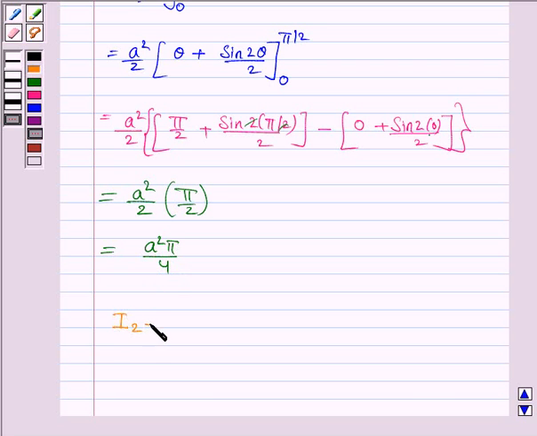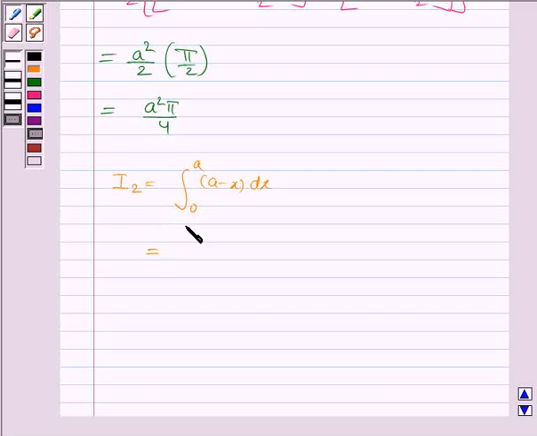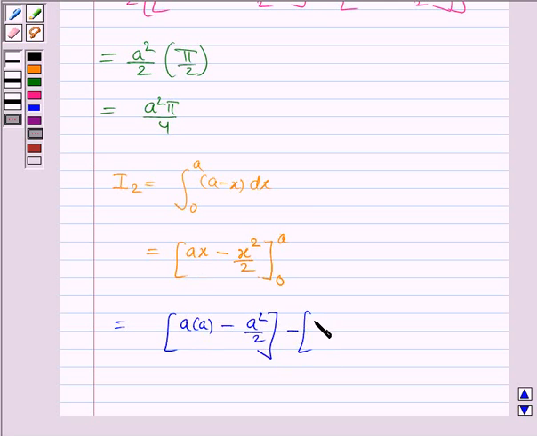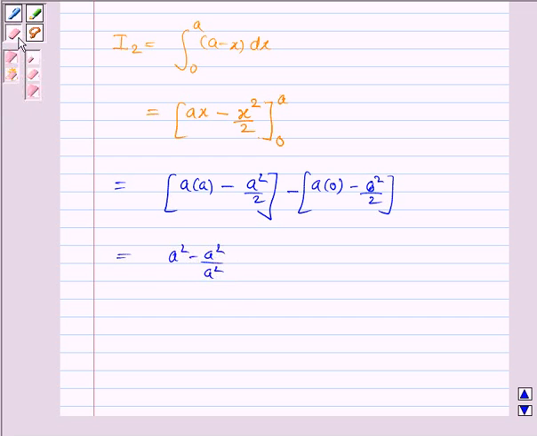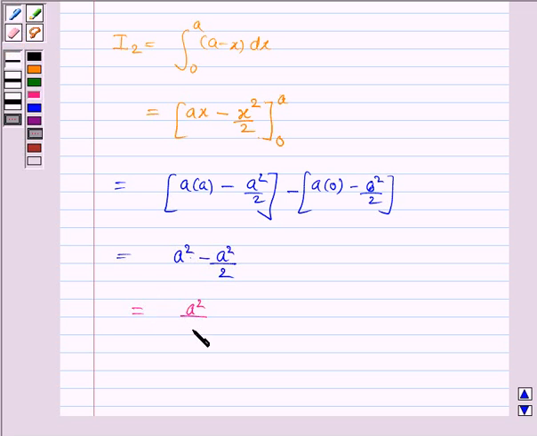Now we calculate the integral I2. It is 0 to a, a minus x dx. Now we integrate this. Integral of a with respect to x is ax minus the integral of x with respect to x is x square by 2, and here the lower limit of x is 0 and the upper limit of x is a. Now we apply the fundamental theorem. So we put x is equal to a first, so that it becomes a into a minus a square by 2 minus, now we put x is equal to 0, so this becomes a into 0 minus 0 square by 2. So this is equal to a square minus a square by 2. So this is equal to a square by 2.